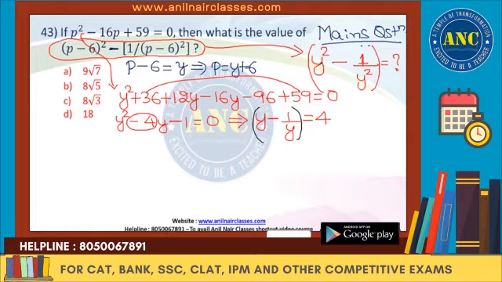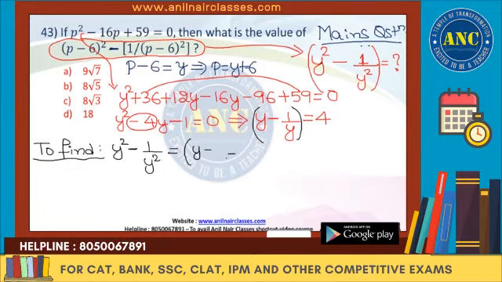It is nothing but k square plus 2, 4 square plus 2, 16 plus 2, 18 should be the answer in that case. But now the question is y square minus 1 by y square, right? Now see here, what do we need to find right now? To find y square minus 1 by y square. Y square minus 1 by y square can be treated as a square minus b square. A square minus b square is a minus b into a plus b, right?